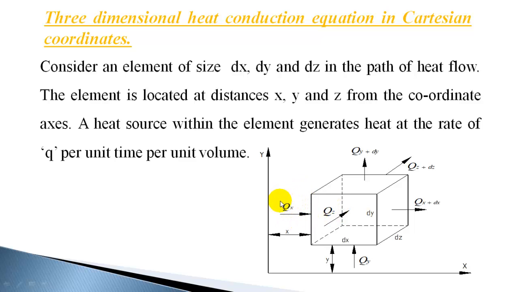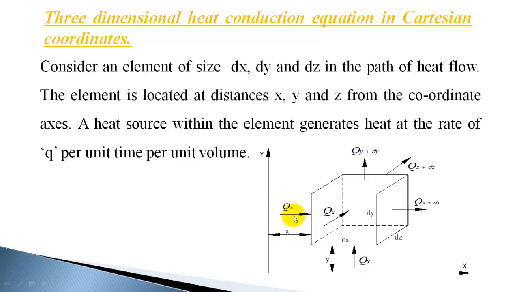We are considering an element in the heat flow path. So the heat flow is taking place in a material. I am just taking a small element in the heat flow path, a small element having size dx, dy and dz. This element is taken from the material where the three-dimensional heat flow is taking place.